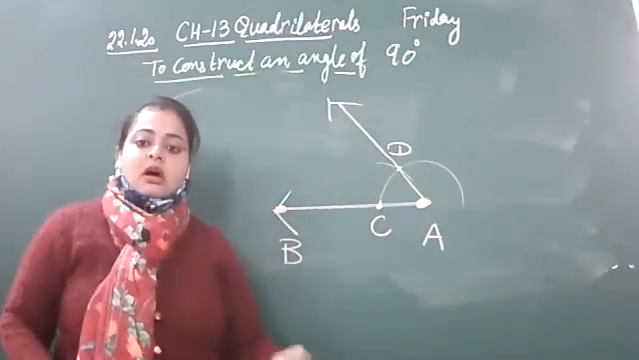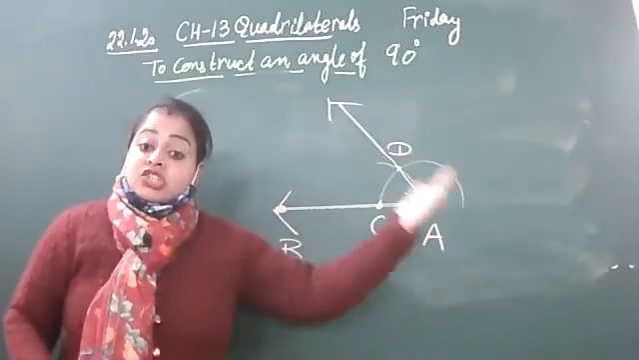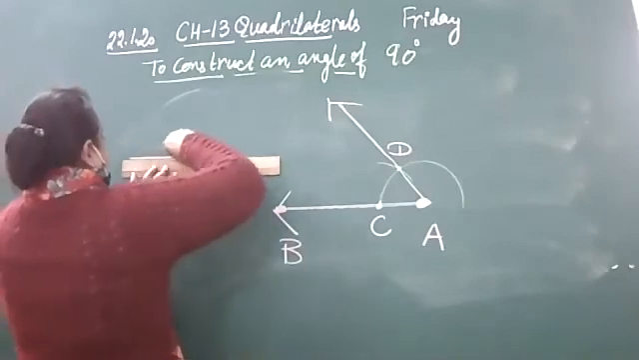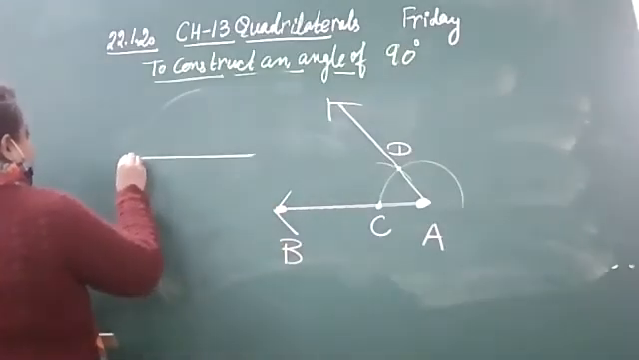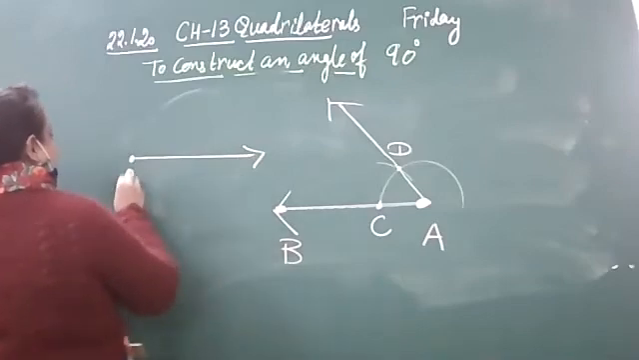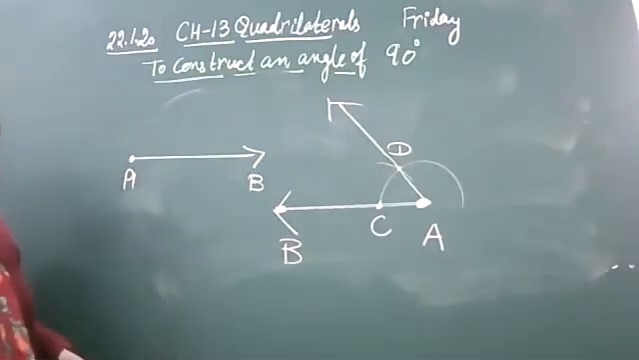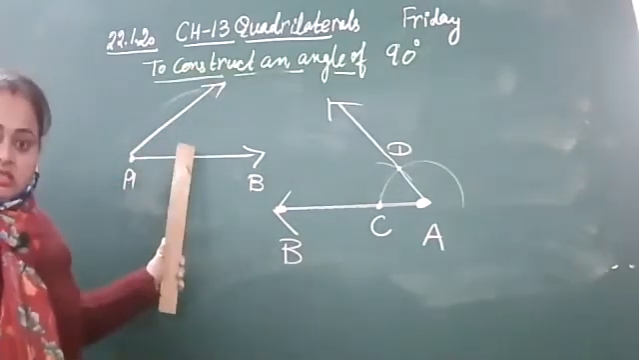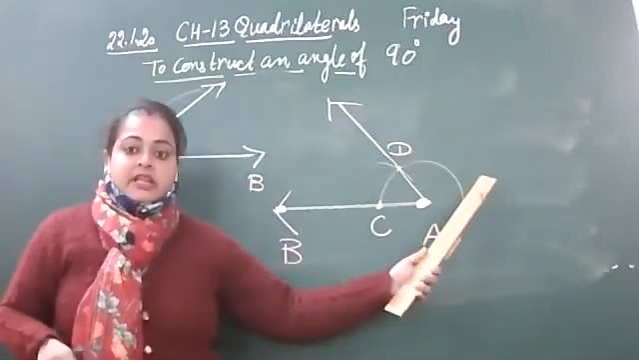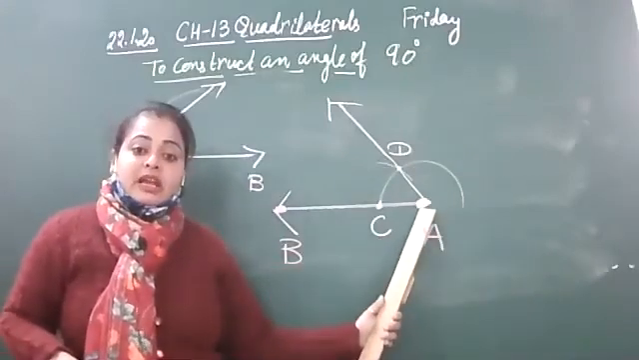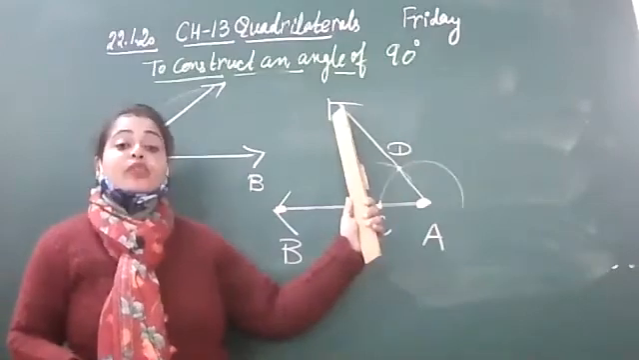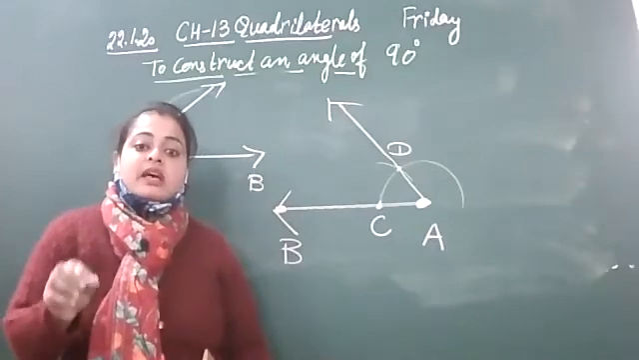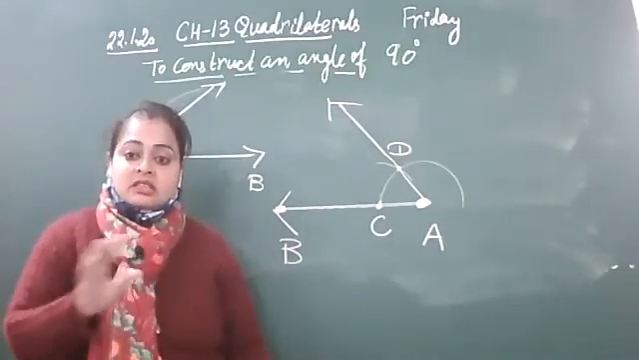Same method. The difference is the direction change. Okay. On this side, this is A and this is B. Your angle is like this. And on the right hand side, if you want to construct an angle on the right hand side, then the direction of the ray is towards the left hand side. This is the difference. Rest of the steps are exactly the same.